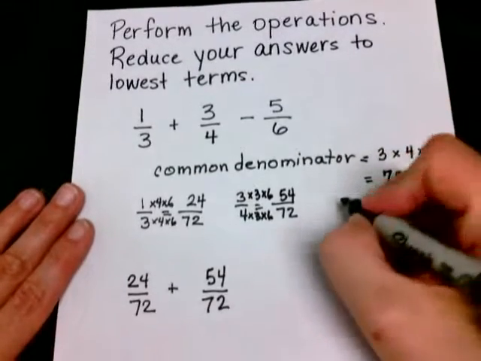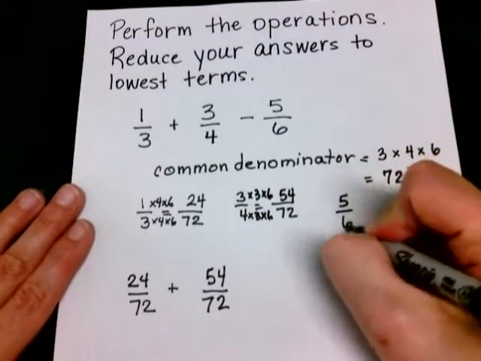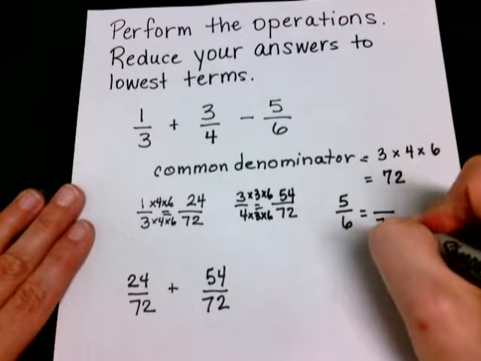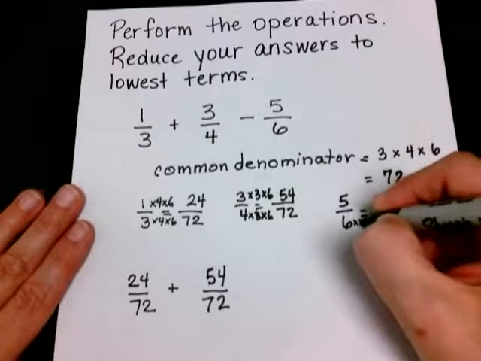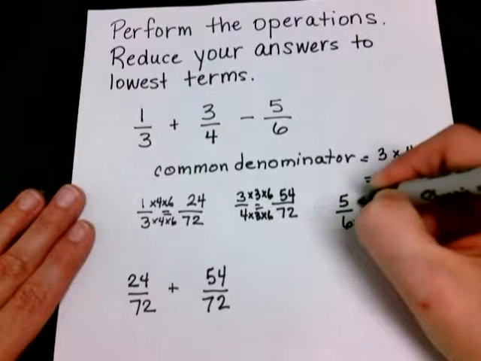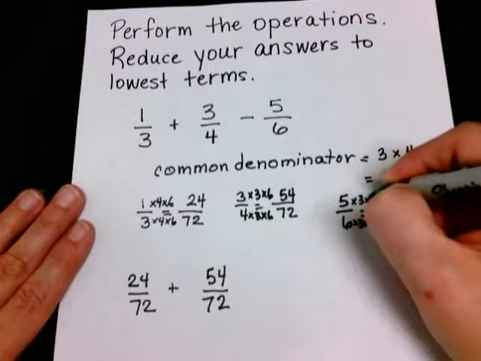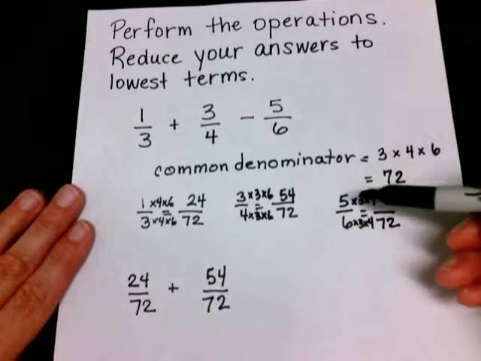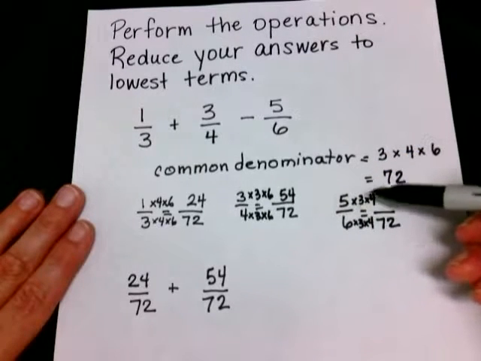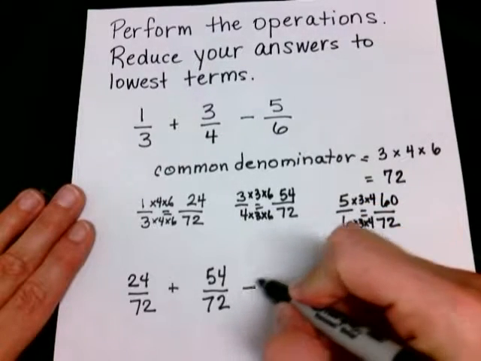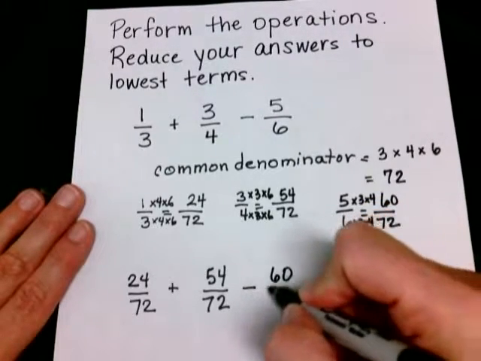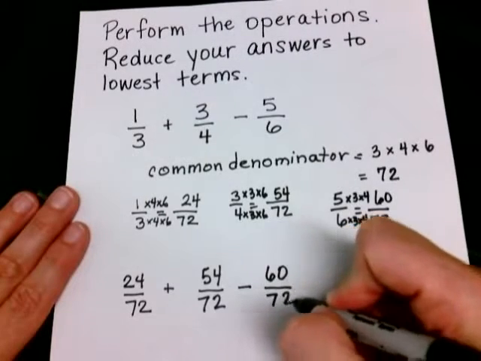Let's do 5/6. We convert it to have a denominator of 72. Remember, we have to multiply by the other two denominators. So we're multiplying by 3, multiplying by 4. Let's do that on the top. 5 times 3 gives me 15. 15 times 4 gives me 60. So now I've converted 5/6 into a denominator of 72.